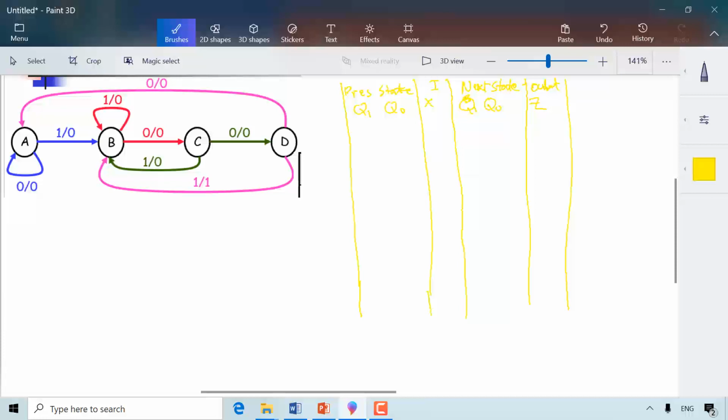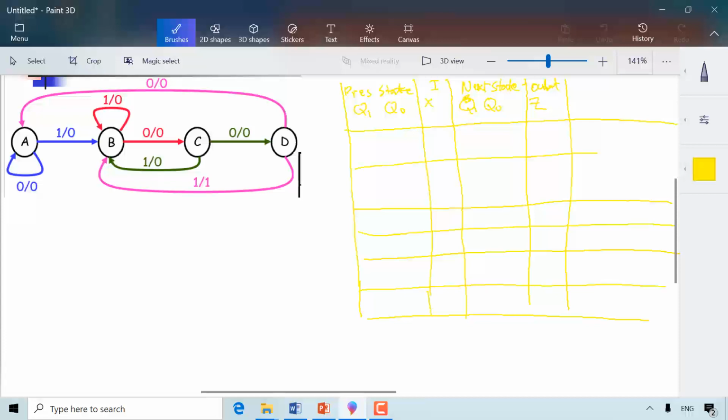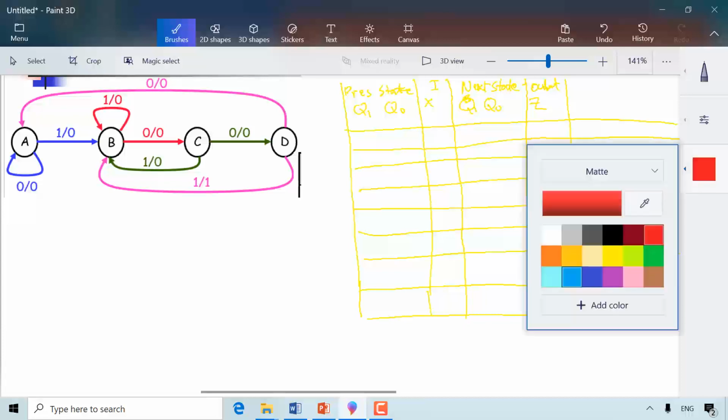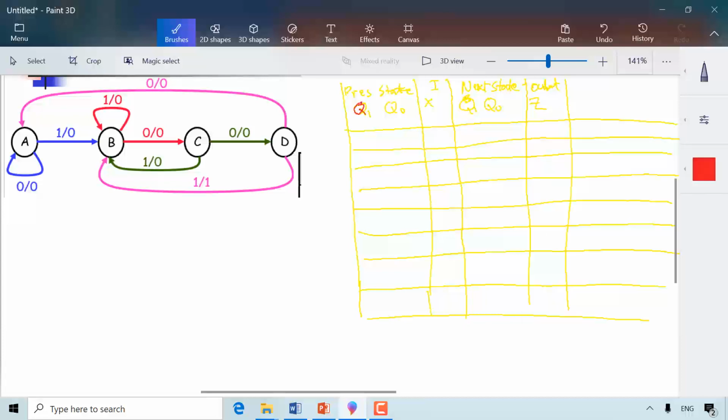Now we'll construct this table. I have two columns here, half of this one and the other half of this one, and I have this one and another half for this one. Notice I left this part on the right hand side empty purposely. I'm going to use this very shortly. So here: Q1, Q0, X, Q1 next state, Q0 next state, and output Z.